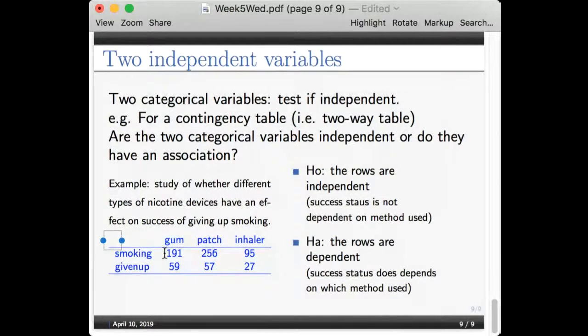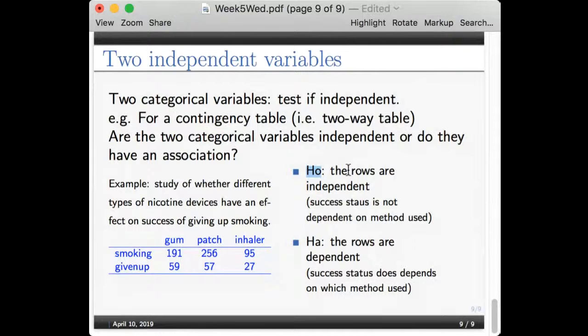So if we have a look at this, the gum and the patch were, well, it's hard to work out which is the more successful, we'd have to work out the proportions rather than just eyeballing the numbers. Okay, but what we can do is just do a chi-squared test on this directly.